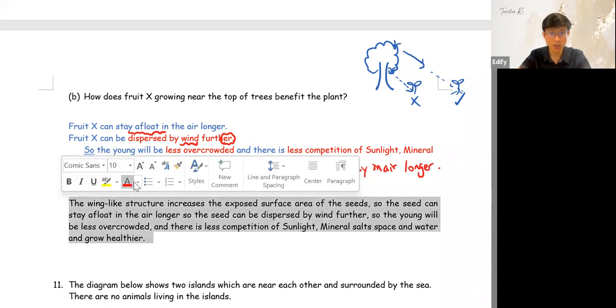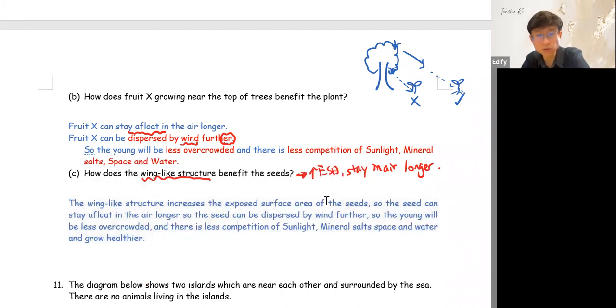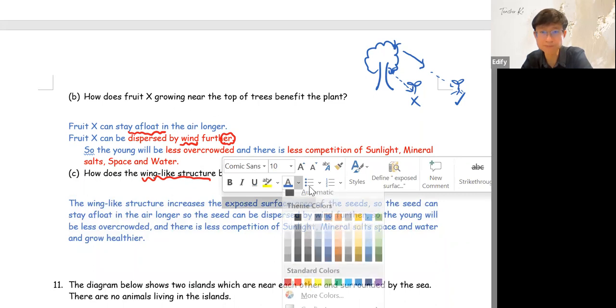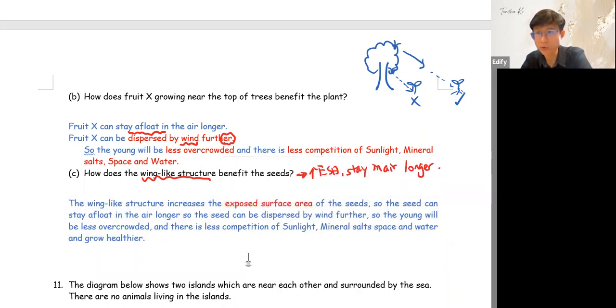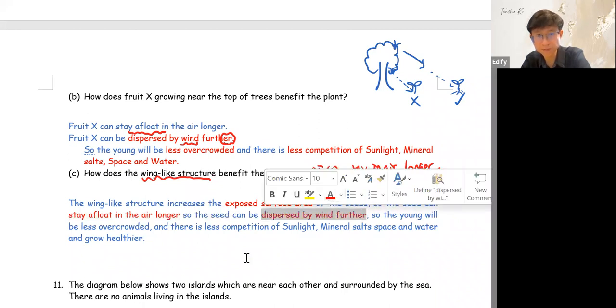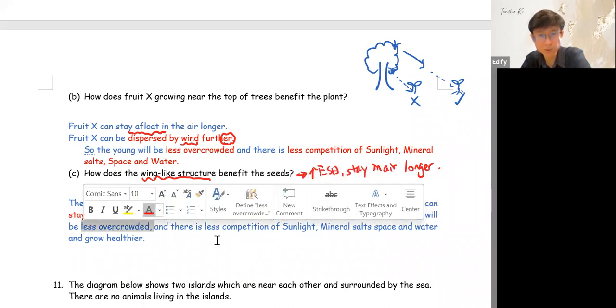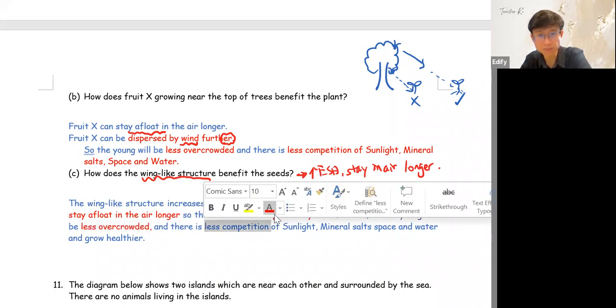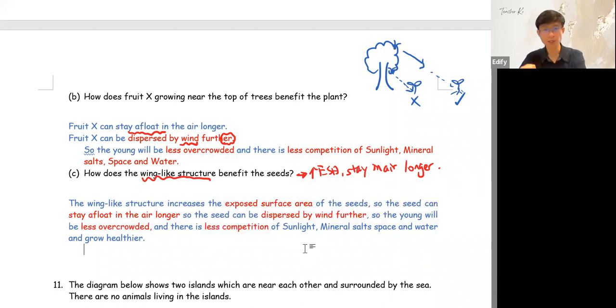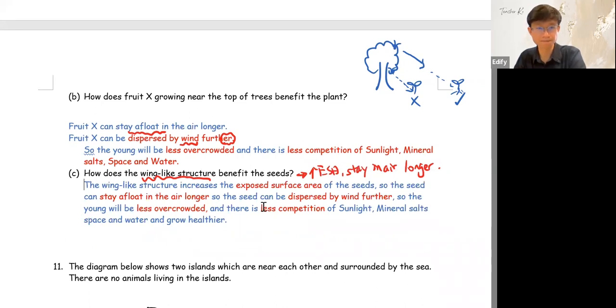Okay, so this is a long answer. In actual fact, they probably will not expect all these points. You probably just write a few points and they will have given you the marks. So to me, the key points to take note of will be exposed surface area. The wing structure increases exposed surface area, so it stays afloat in the air for a longer period of time. So it can be dispersed by wind further. So there's less crowding and less competition for sunlight, mineral salts, space, and water. Okay, SMSW.